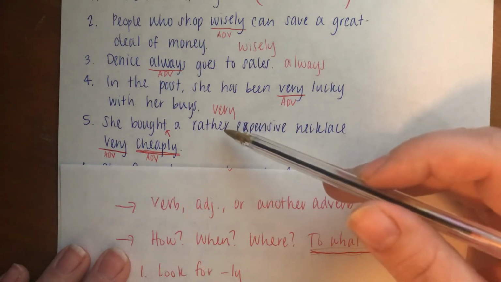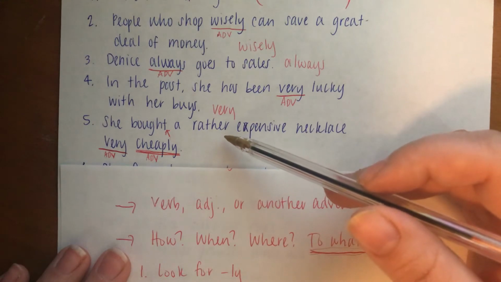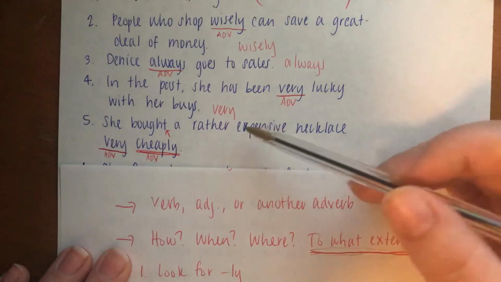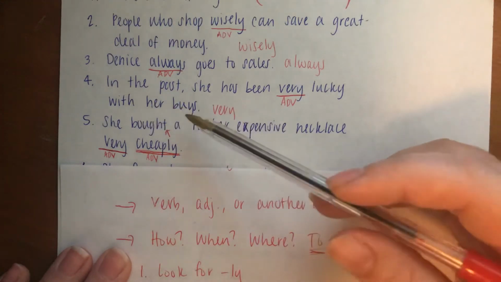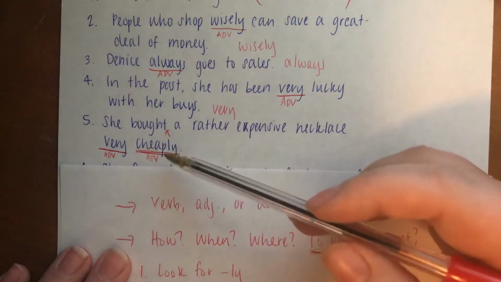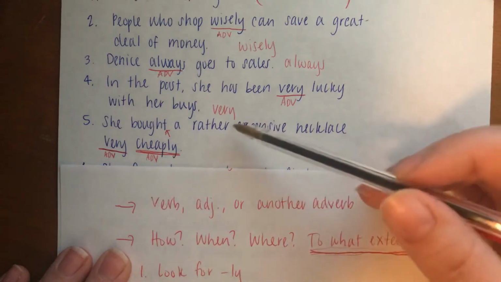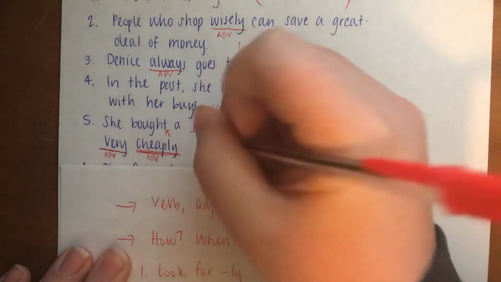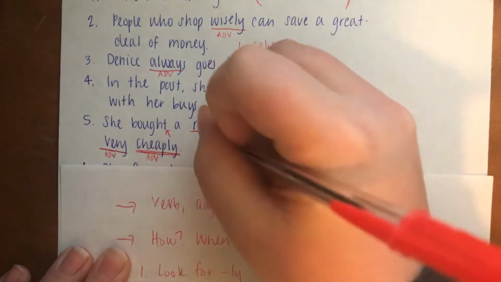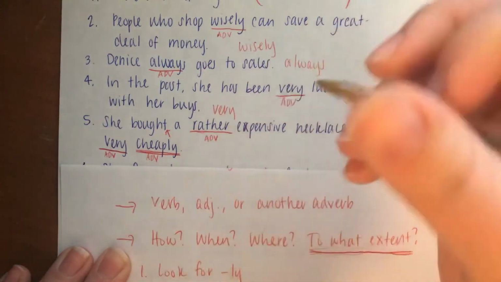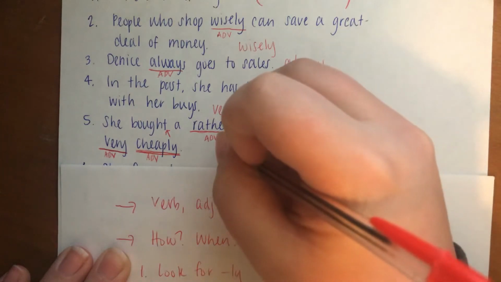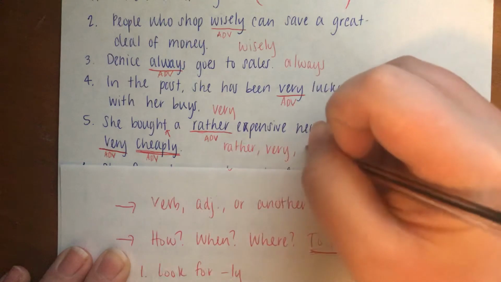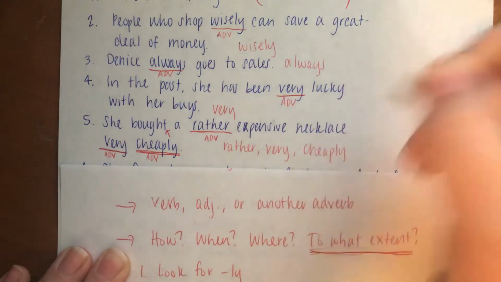Rather. Rather is kind of a funny word. We don't hear it a lot anymore, but it's expensive to what extent? Rather. So instead of saying she bought a very expensive necklace very cheaply, which sounds redundant, they changed very to rather. So here is a third adverb modifying this adjective here, expensive. So our 3 in this sentence were rather, very, and cheaply.